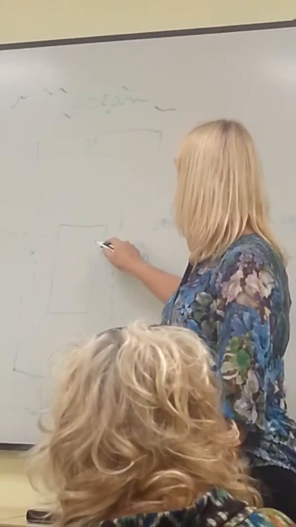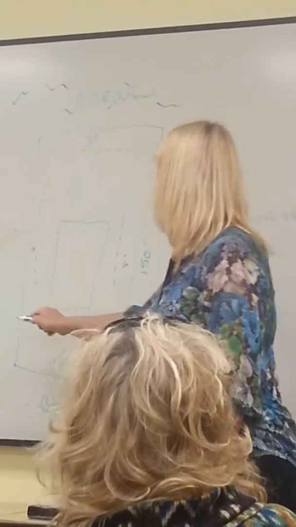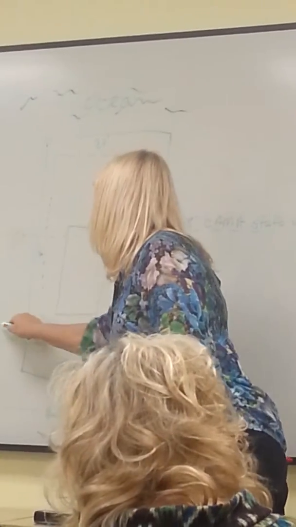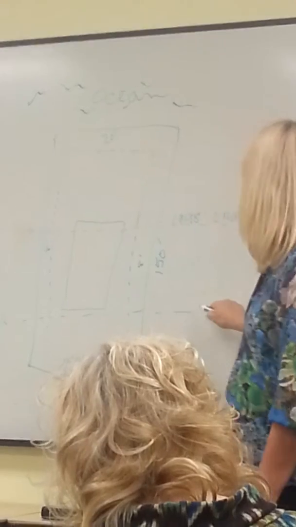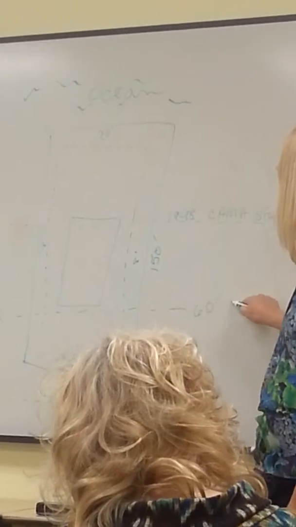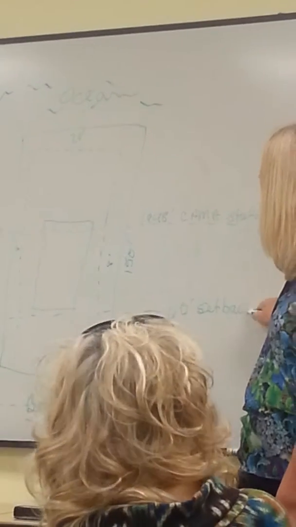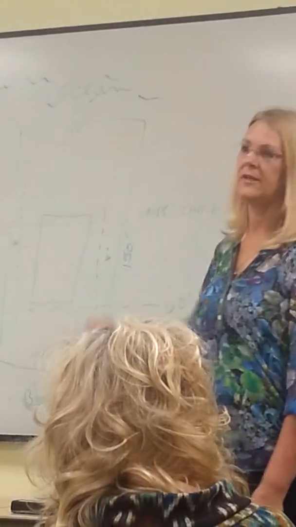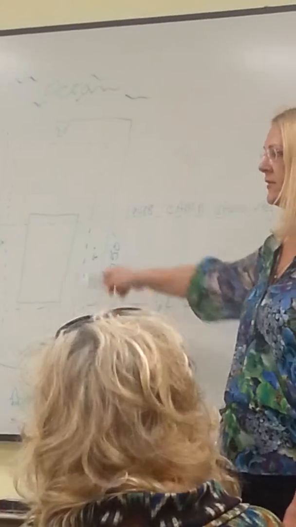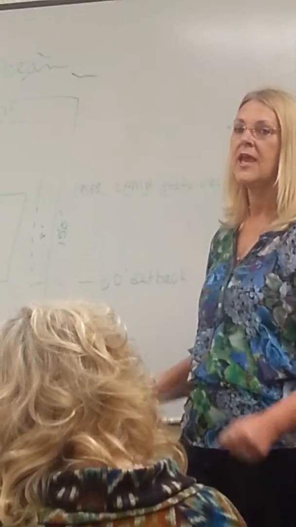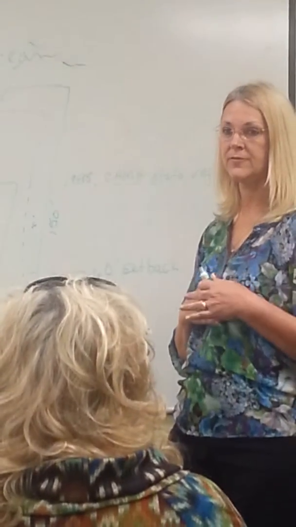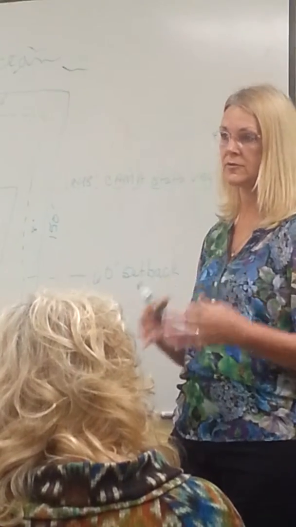So then if you have a 60-foot setback, in most instances, that setback was up here. So this house would be a non-conforming house. The only thing you can do to this house is repair and maintain up to 50% of the value of the structure.